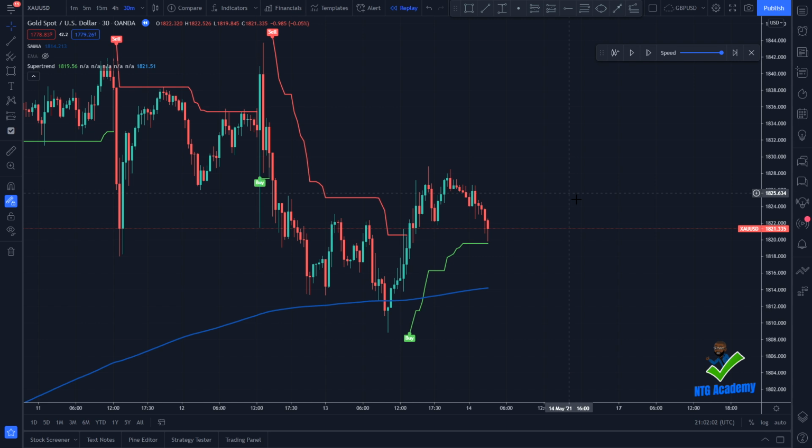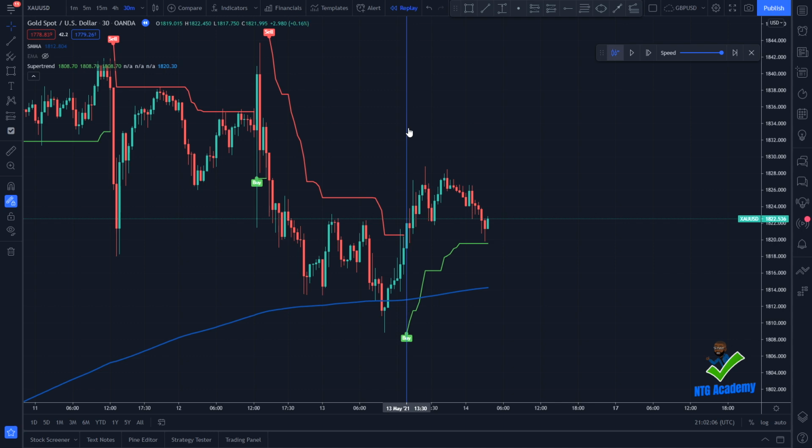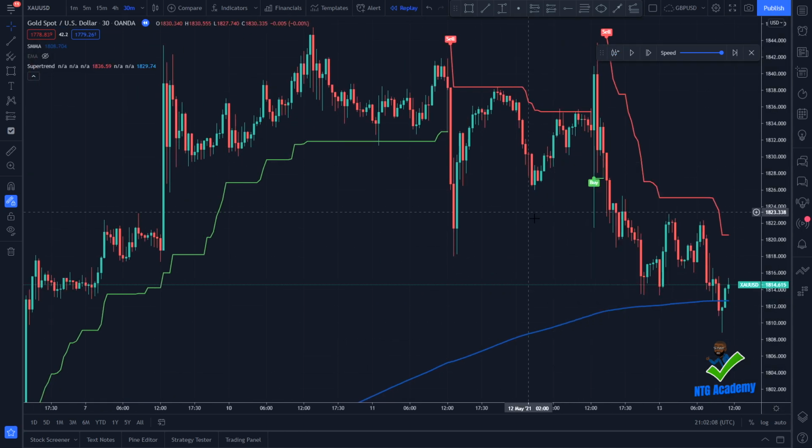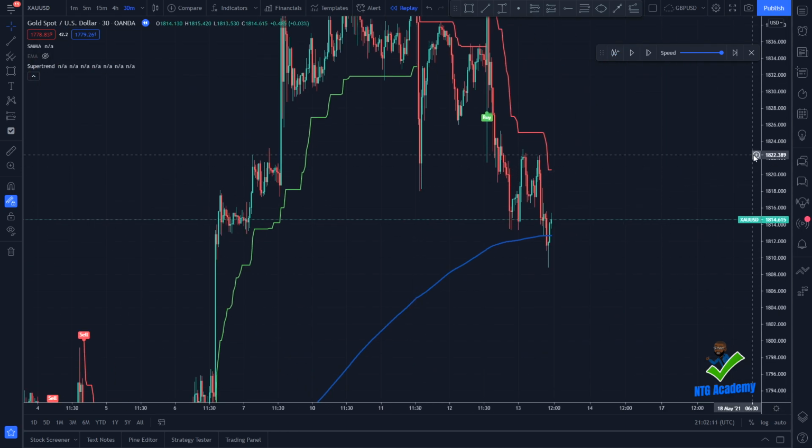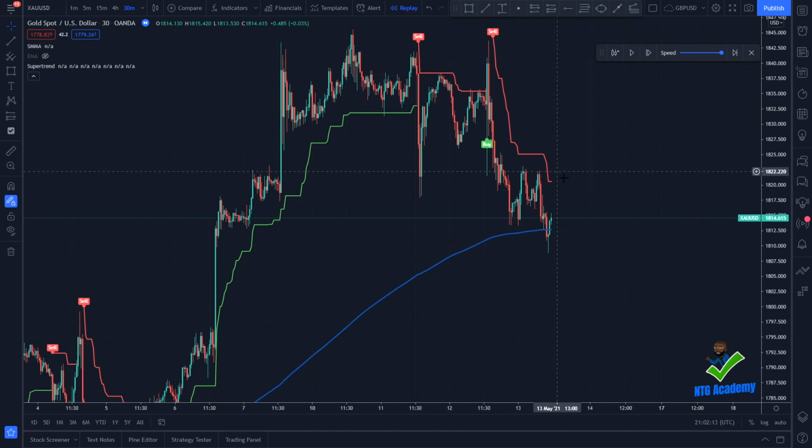All right, so the first thing that we want to look for, right? Okay, so let's go back. The first thing we want to look for is whether the market is above or below the SMA, right?